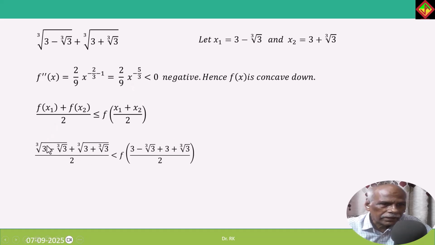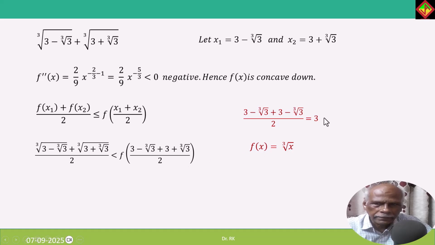So left hand side வந்து this is the thing, f of x1 plus f of x2. f of x1 is this one and f of x2 is this one divided by 2 is less than. I put because the conditions given in the options are less than. Therefore less than f of x1 plus x2 by 2 வந்து 3 plus 3 by 2 வந்து 3 தான். And what is f of x? Cube root of x. What is x here? 3. Therefore f of 3 is cube root of 3.